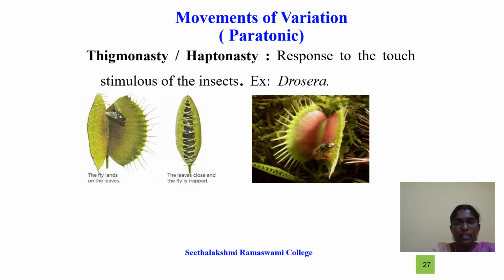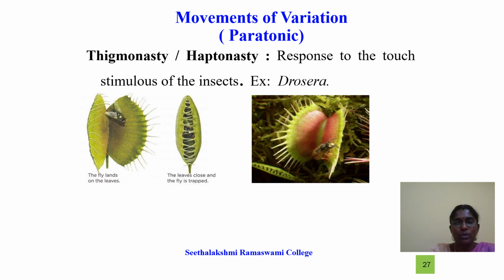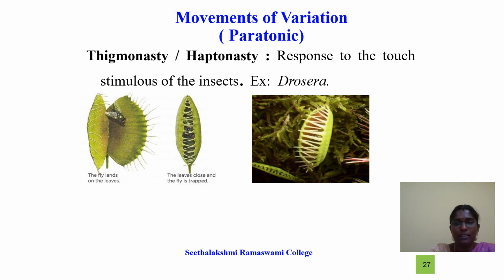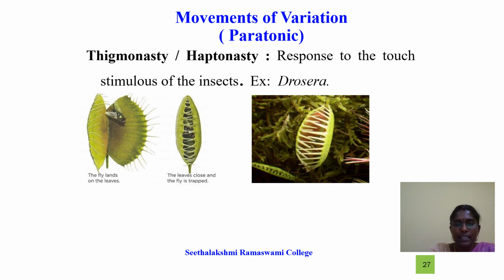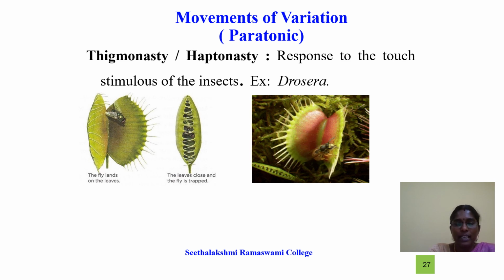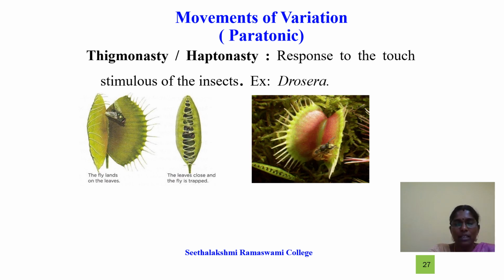Finally, thigmonastic or haptonastic movements. These movements occur in response to the touch stimulus of insects. It occurs in Drosera plants. When insects sit on the leaves, the tentacles curve inward and trap the insects. These movements are called thigmonastic or haptonastic movements. It is one of the paratonic movements of variation.